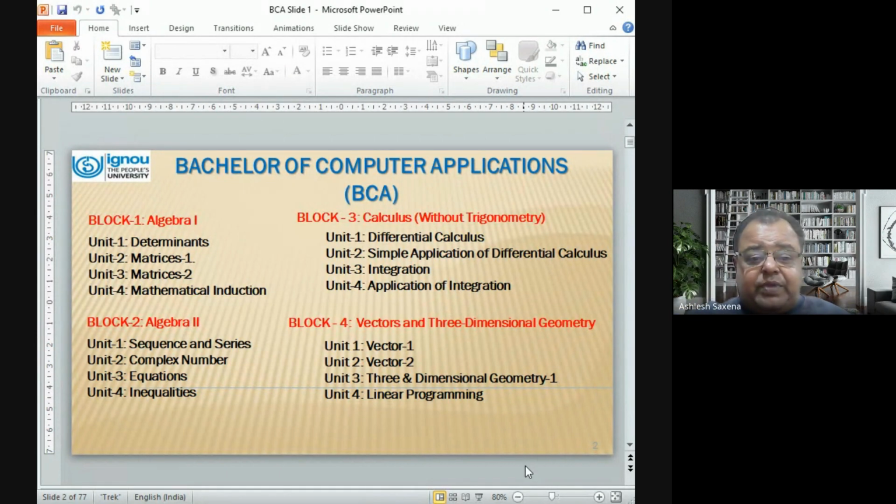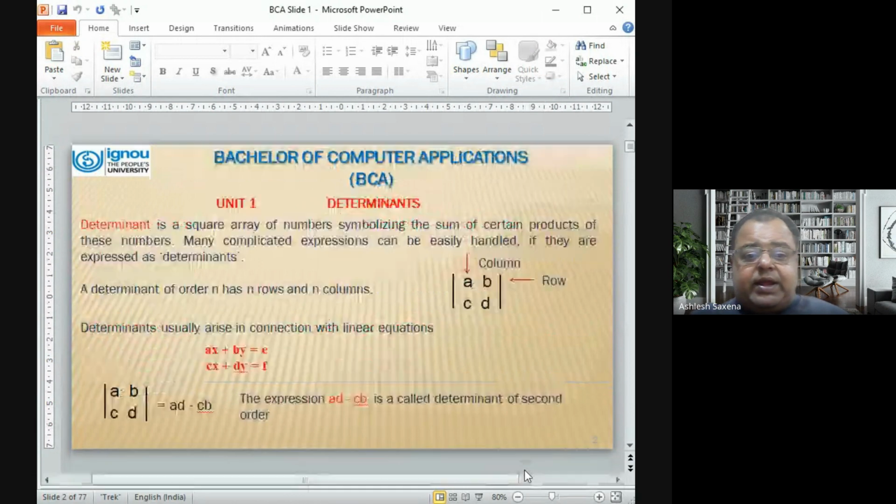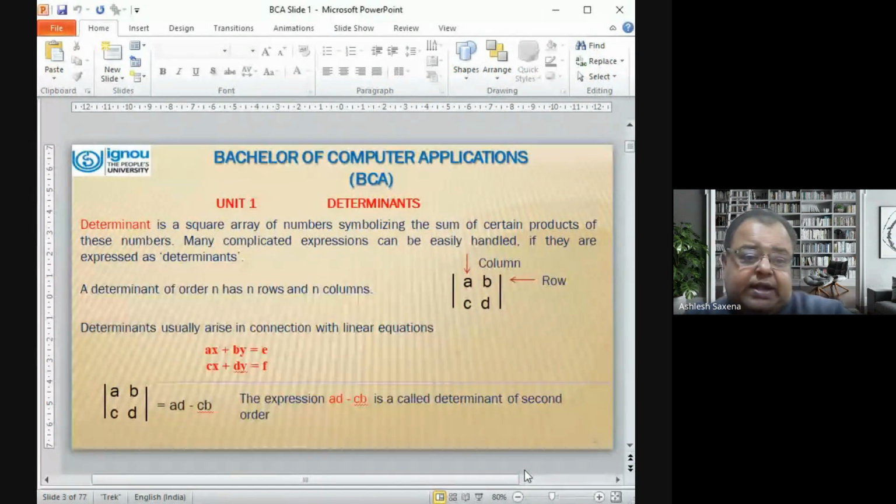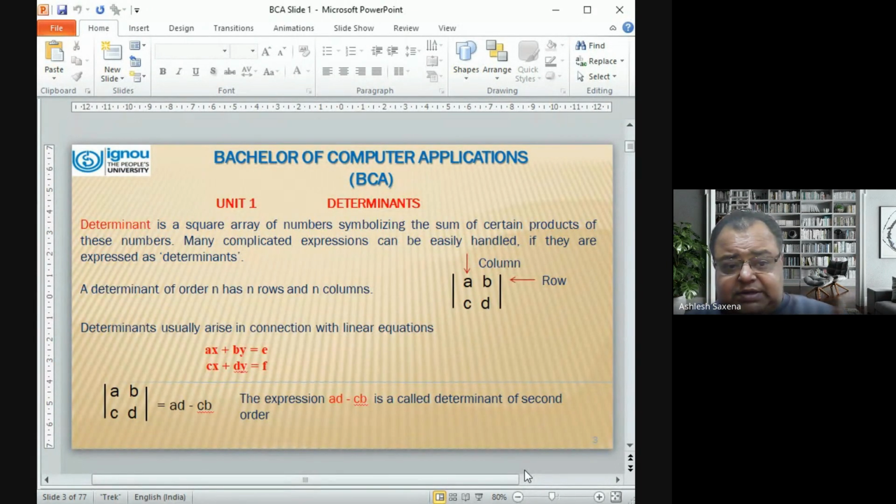Nothing to worry. Now we will be starting with determinants. Here it comes. Determinant basically is a square array of numbers symbolizing the sum of certain products of these numbers. This product has to be done by a method. Many complicated expressions can be easily handled if they are expressed as determinants.